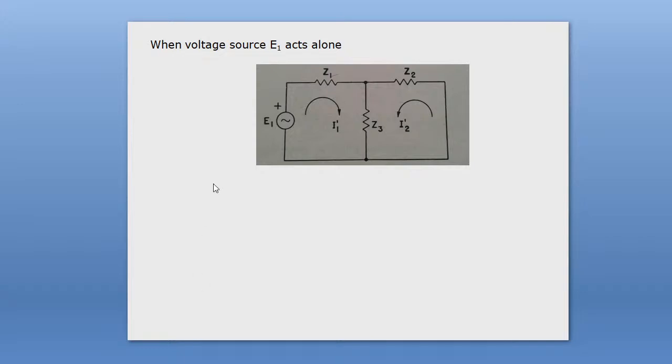So how do you write the mesh equation? You see there are two loops, this one and that one. So you can consider this Z1 impedance is connected in series with the parallel combination of these two impedances Z2 and Z3. So therefore the equivalent impedance for this circuit we can write.